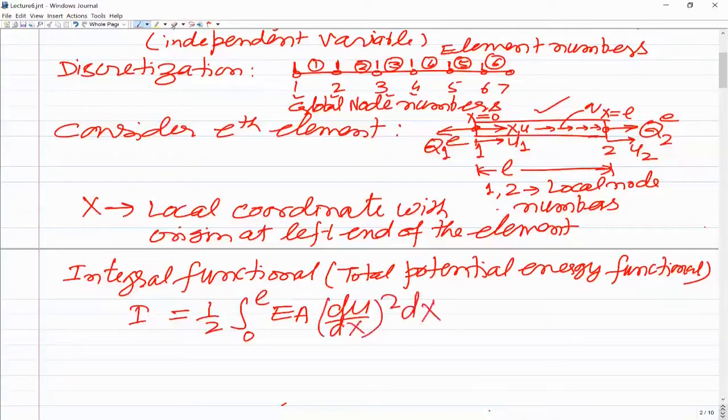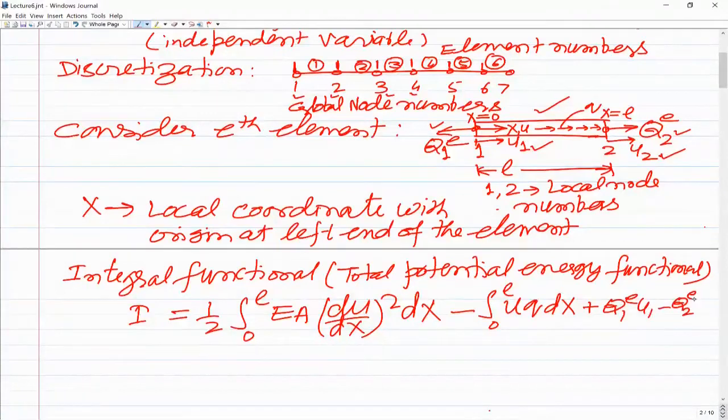Now you have to keep in mind the difference: I am using capital X now, which is the local coordinate with origin at the left end of the particular element. Then the potential of the distributed force q, so displacement u into q dX. And then you also have to include the potential of these forces. Because u1 is in the positive x direction and q1 is in the negative x direction, the work done would be negative, so the potential will be positive. That would be q1 into u1. And these two are in the same direction, force and displacement, so the work done is positive and the potential is negative. So we will have minus q2e into u2. So this is the integral functional.